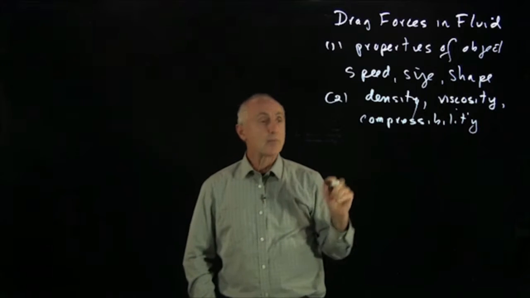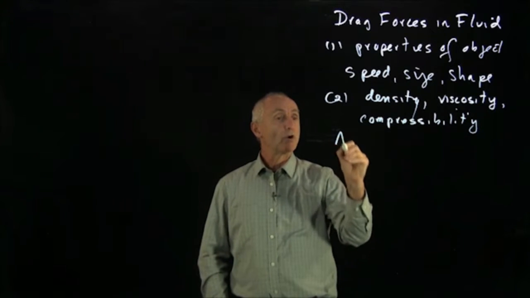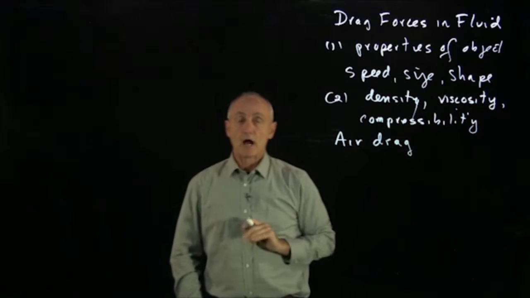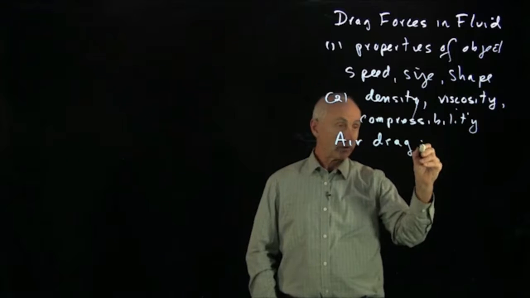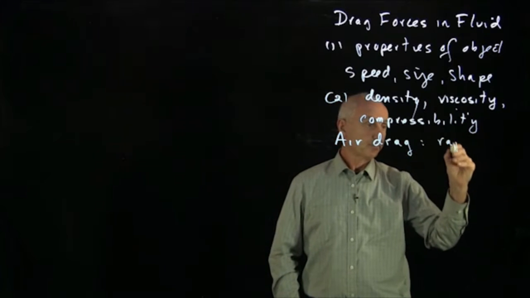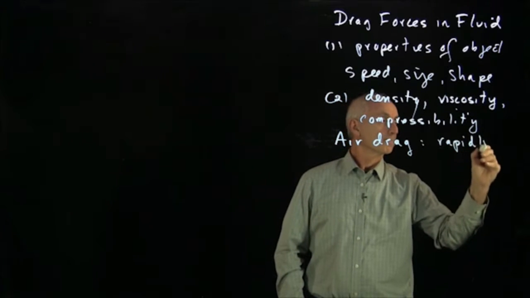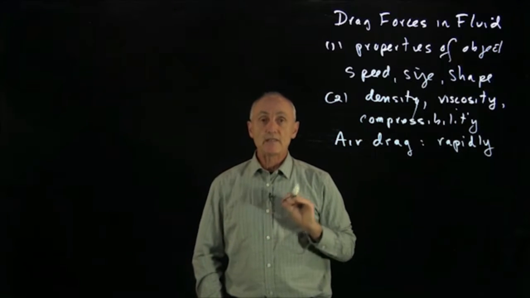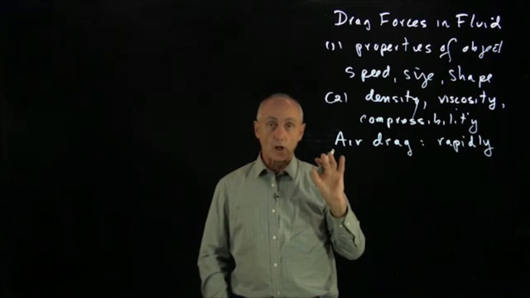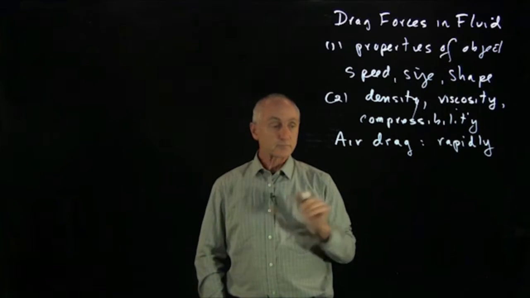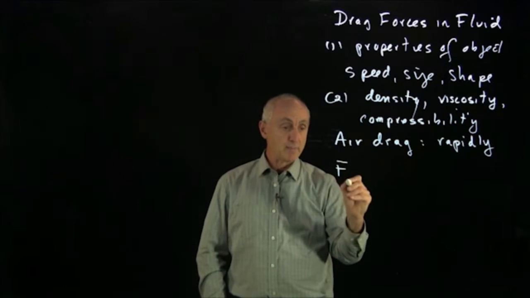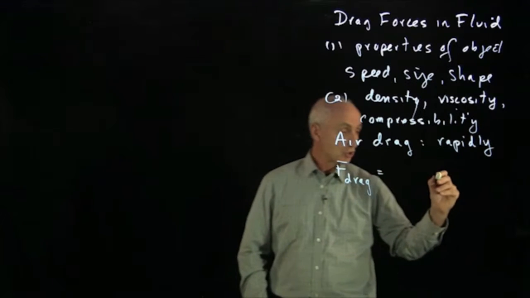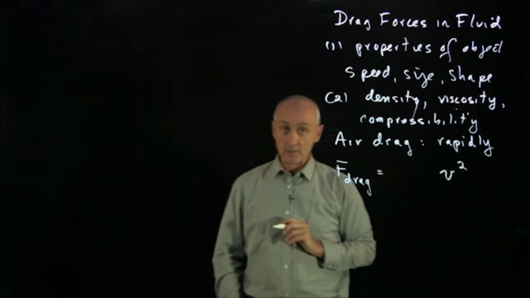Now, let's begin our modeling by considering what we call air drag. Now, in air drag, objects that are moving, and we'll consider objects that are moving rapidly. So our objects are moving very fast. Now, in that case, we can make a rough model of the air drag as follows. The magnitude of this force is going to be proportional to the speed squared.